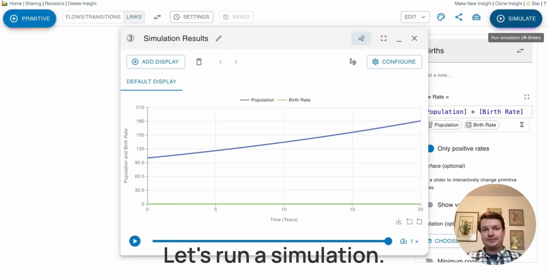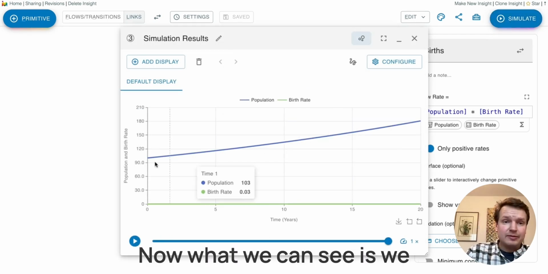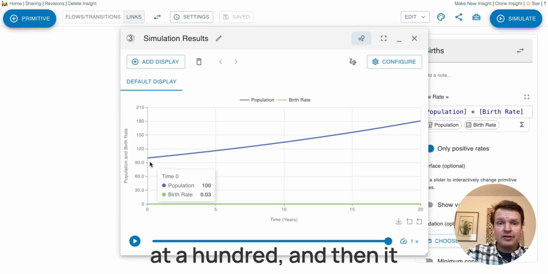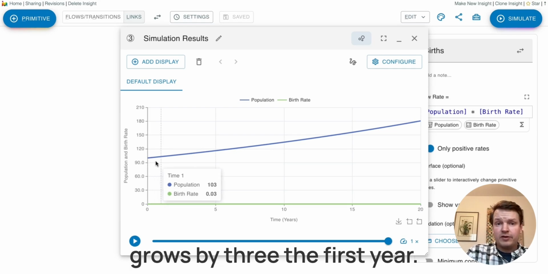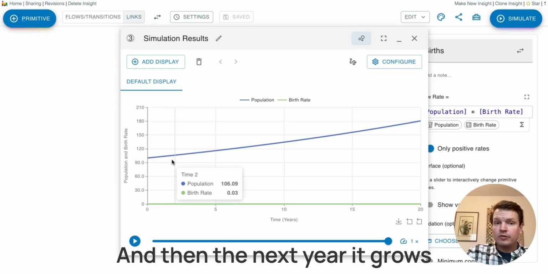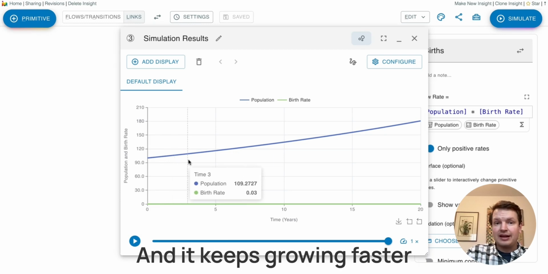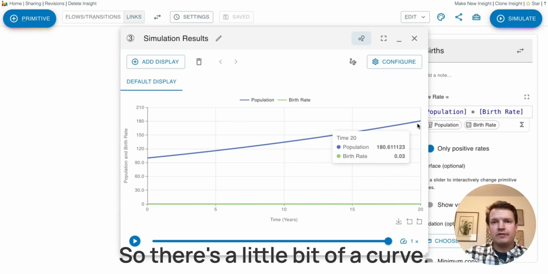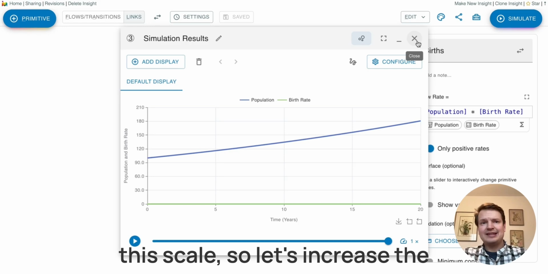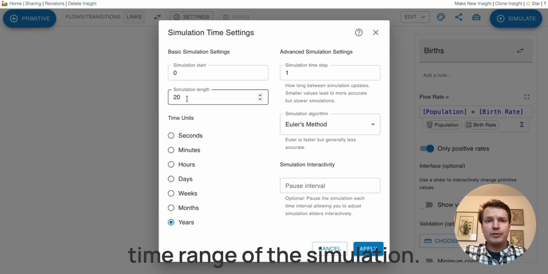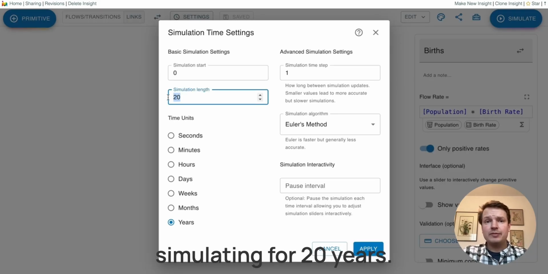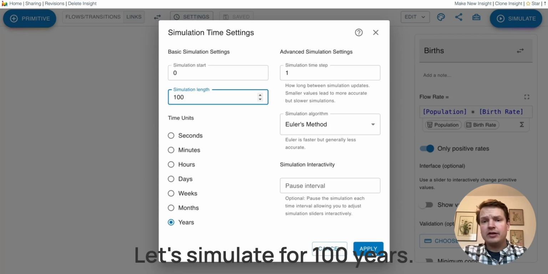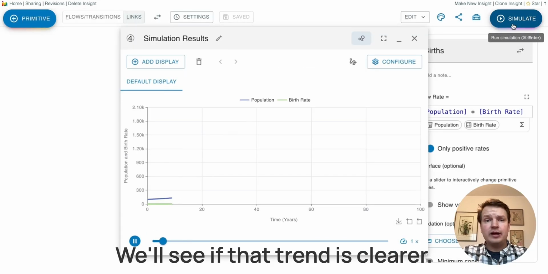Let's run a simulation. Now what we can see is the population starts at 100, and then it grows by 3 the first year. And then the next year it grows by a little more than 3. And it keeps growing faster and faster every year. So there's a little bit of a curve. It's a little hard to see though at this scale. So let's increase the time range of the simulation. Right now we're simulating for 20 years. Let's simulate for 100 years. And we'll see if that trend is clearer.